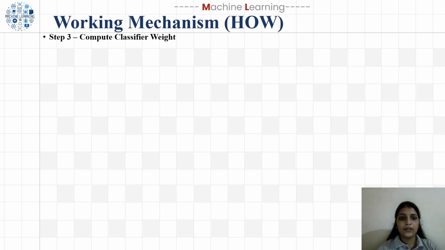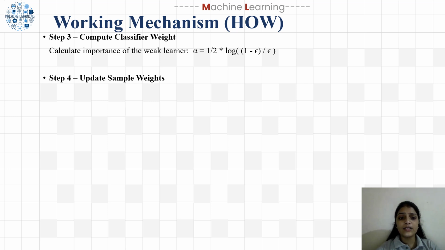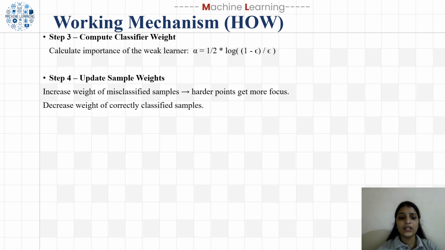Let's see step number 3. Compute the classifier weight. Compute the error of this learner and calculate its weight, that is alpha t, using the formula alpha is equal to 1 by 2 into log of 1 minus epsilon divided by epsilon. Step number 4. Update sample weights. Increase the weights of misclassified samples so that the next learner focuses more on these hard examples. Also decrease the weight of correctly classified examples. Normalize weights so they sum to 1.